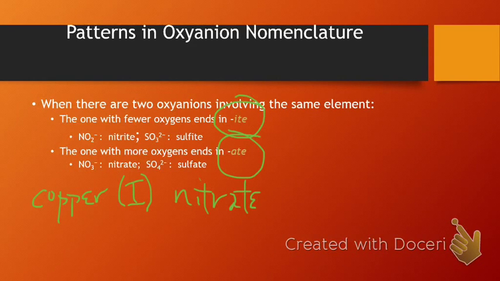The symbol for copper is Cu. The symbol for nitrate is NO3. Since nitrate has a -1 charge and copper has a +1 charge, the ratio is still going to be 1 to 1. So CuNO3 is the correct answer.